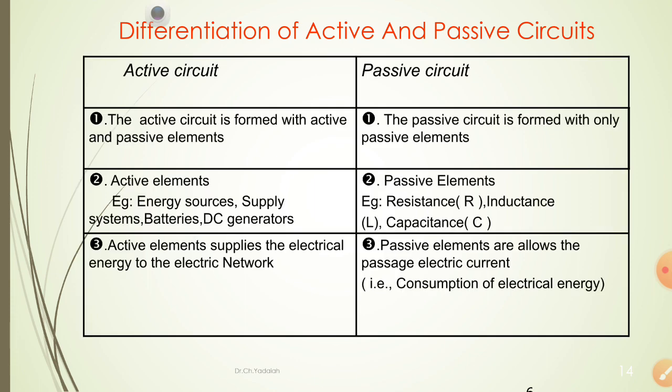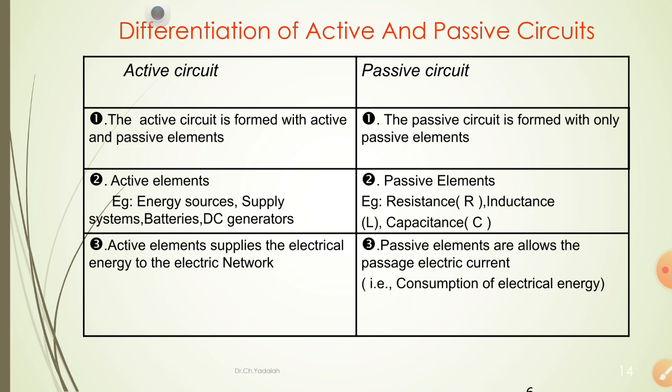Now we have seen the active circuit and passive circuit. The active circuit is formed with both active and passive elements, just like a vector, whereas the passive circuit is formed with only passive elements. The active elements are energy sources, supply systems, batteries, DC generators, whereas the passive elements are resistors, inductors and capacitors. An active element supplies electrical energy to the electrical circuit network.